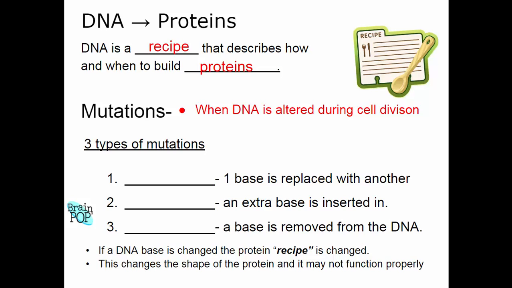So sometimes one of those bases, maybe a G, gets substituted for a different letter. That's called a substitution. Makes sense? One letter accidentally got substituted for another. Other times, a new letter gets inserted into the DNA. That's called an insertion mutation.